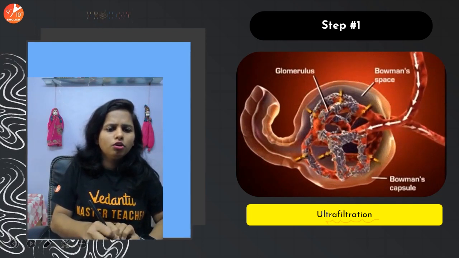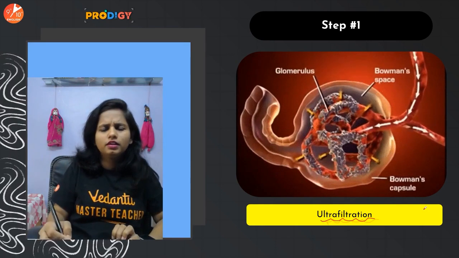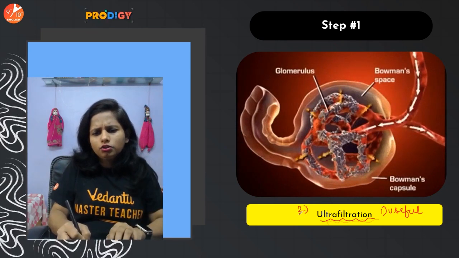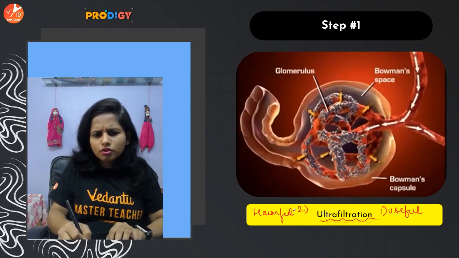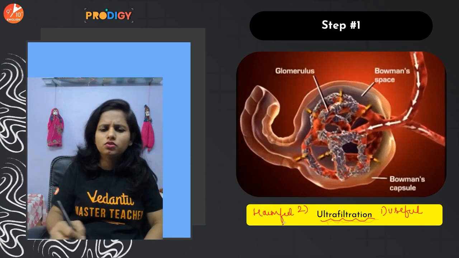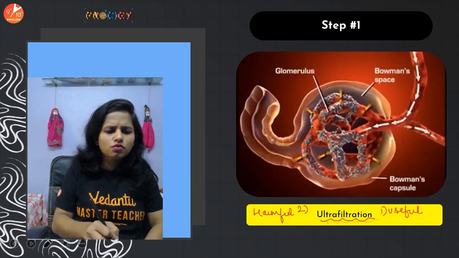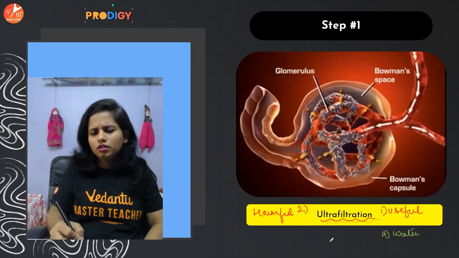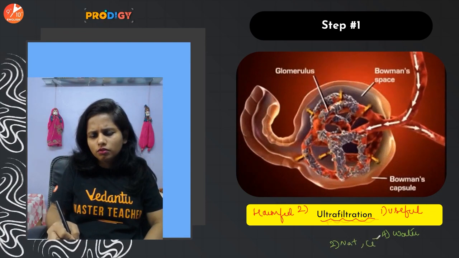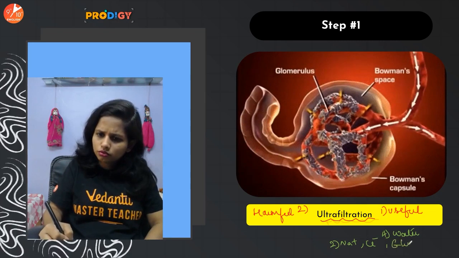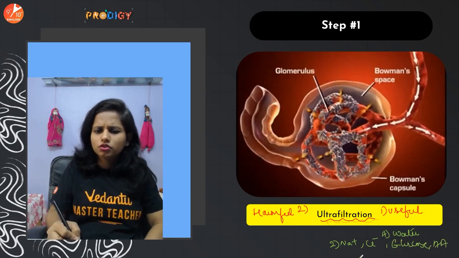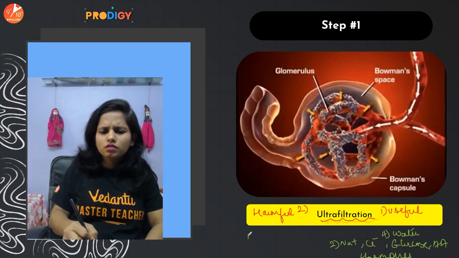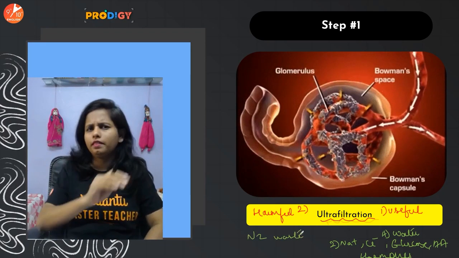Okay. Now what all things get filtered out? What do you think? What all things get filtered out? Now everything gets filtered out. One, useful substances get filtered out, and two, harmful substances also get filtered out. So talk about useful substances. So the most useful substances which I would like to mention over here is water, right? Then ions, sodium ion, chloride ions, then glucose, amino acids, hormones. So everything gets filtered out. Harmful substances, nitrogenous waste products like urea, it gets filtered out.